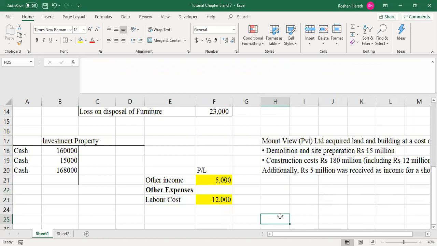Right. So that's about the investment property. Since we have some time, we can move on to the discussion of some questions in chapter 5, that is about accounting for assets. So let me take you through that as well. Right.